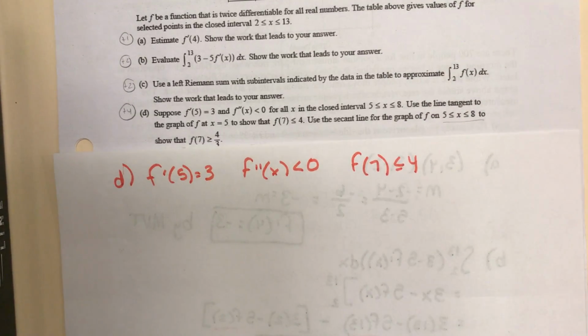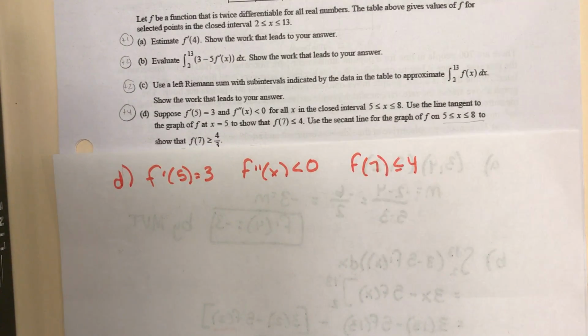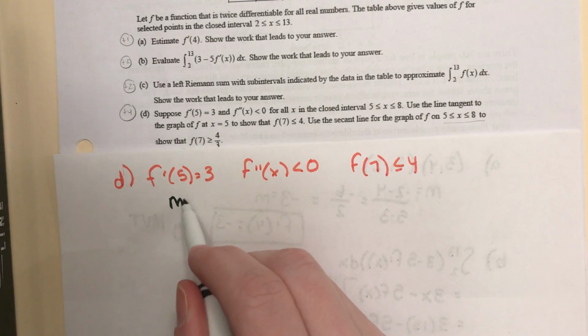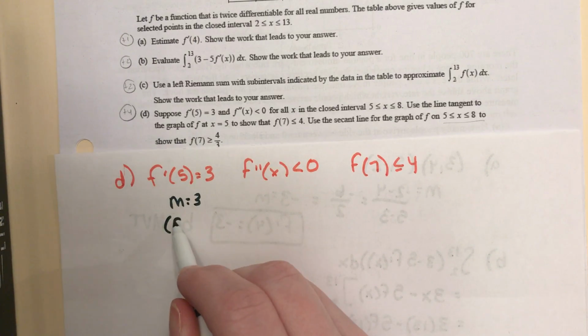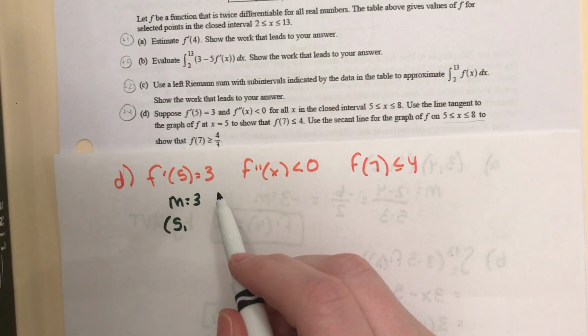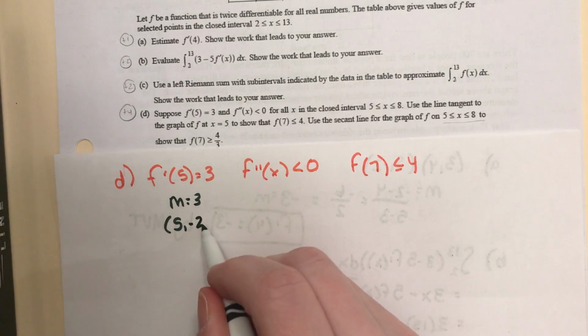So I'm going to write my equation of a tangent line. So I need the slope, which I already have. Slope is 3. And I need my point, which is 5. And if I use my chart, the y value that goes with 5 is -2.